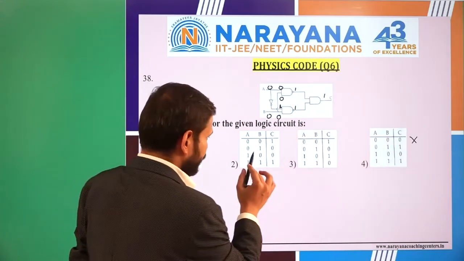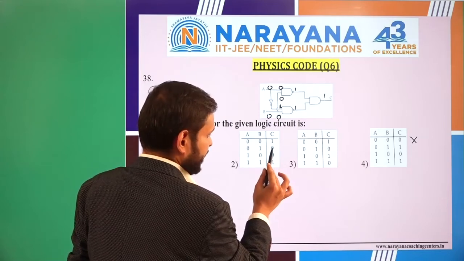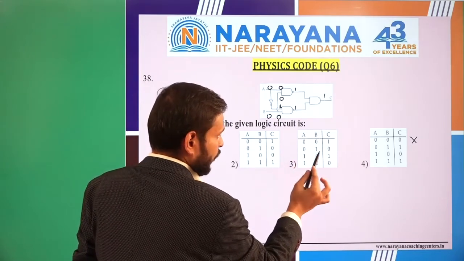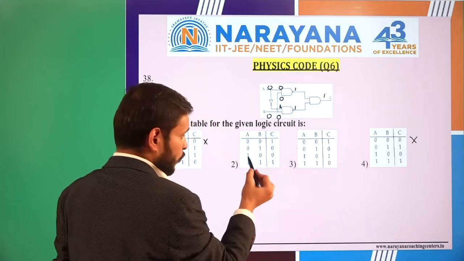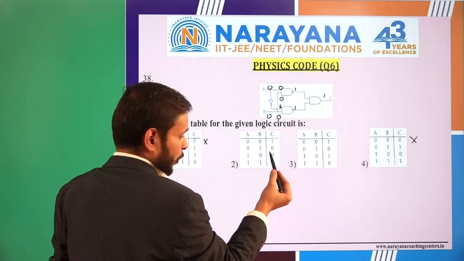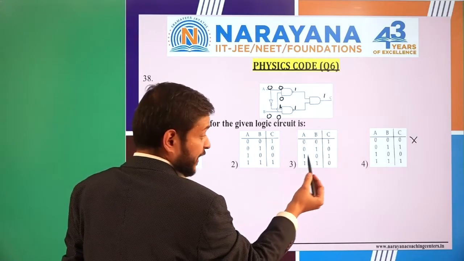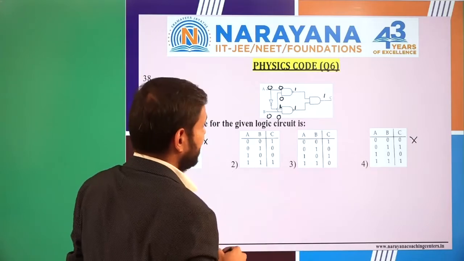So you see, second one 0, 1 is giving C as 0. Third one 0, 1 is also giving C as 0. So it's better to move to the third part. A is 1, B is 0. For that, in option 2, C is given as 0. But in 3, C is given as 1. So let's just check it.